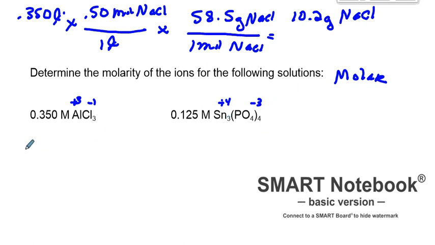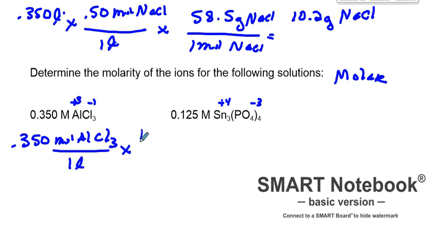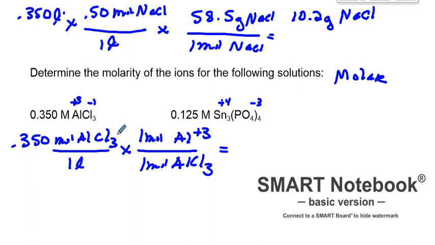And to get our concentrations of ions, then, it's not too hard. I'm going to take 0.350, and that's moles of aluminum chloride per 1 liter. I'll times that by 1 mole of aluminum +3 per 1 mole of aluminum chloride. Why? Because there's 1 aluminum for every one of those. So the molarity of the aluminum ions from this solution is the same, 0.350 molar aluminum +3.